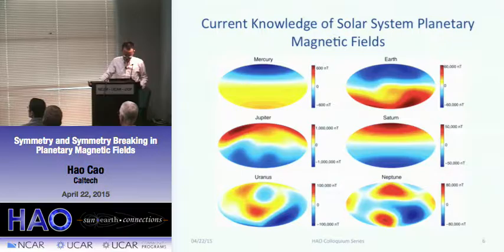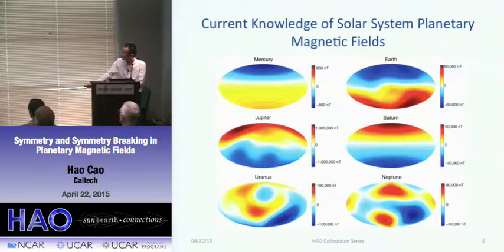So here's just a quick graphic overview of what the magnetic fields of planets in our solar system look like. Mercury, Earth, Jupiter, Saturn, Uranus, and Neptune. Those are the six planets that have global scale magnetic fields. Venus, we don't know whether it has any magnetic field, and we don't even know whether Venus has a crustal magnetic field. For Mars, the MGS mission has shown us there's strong crustal magnetization in its southern hemisphere, but it's small scale.